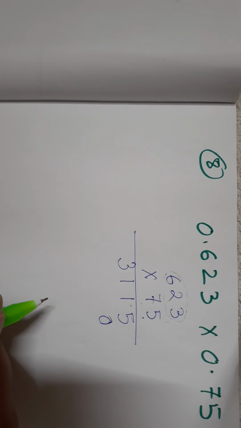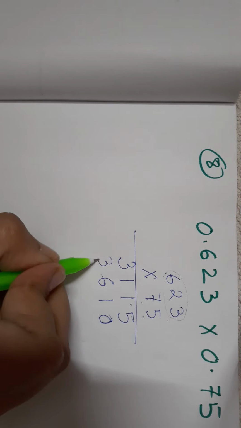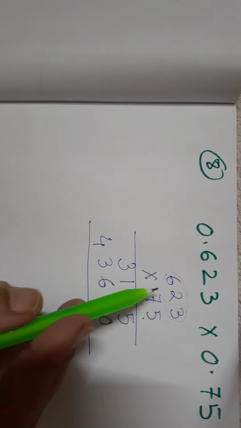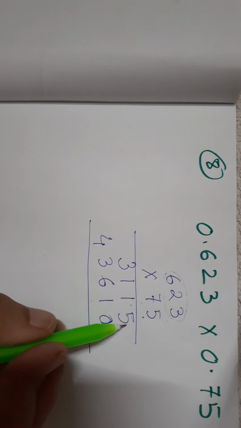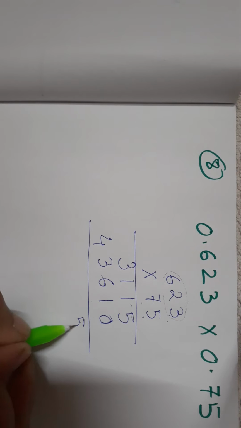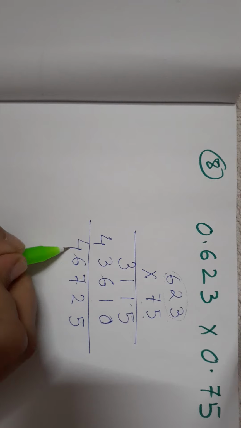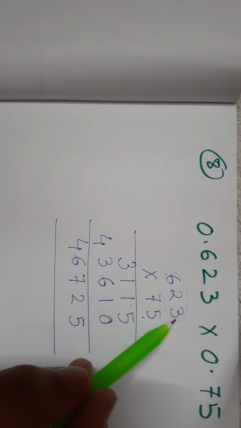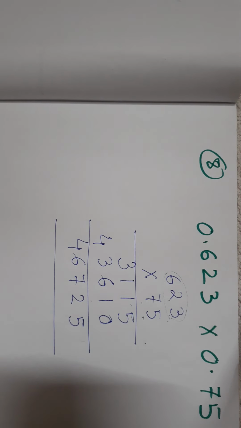When we multiply 623 by 7, we will get 4361 and so on, you can multiply this and check it. 623, when we multiply by 7, are we getting this or not? Now we will add these numbers. So we are getting 46725. This is our multiplication when we are multiplying only the numbers 623 and 75.